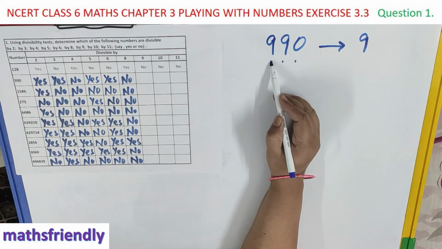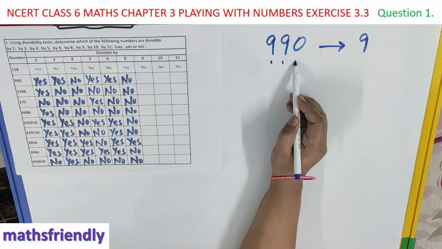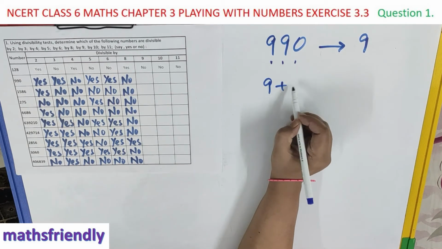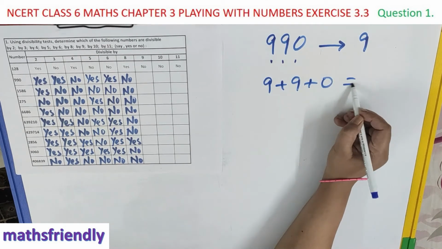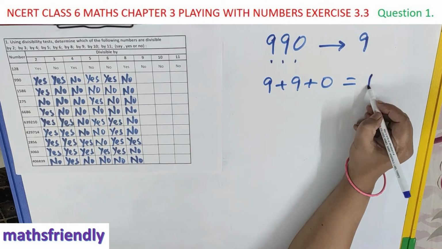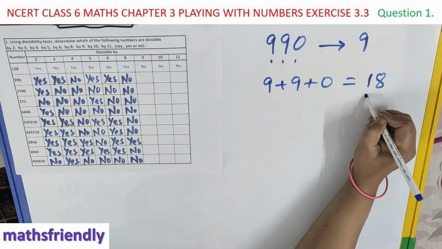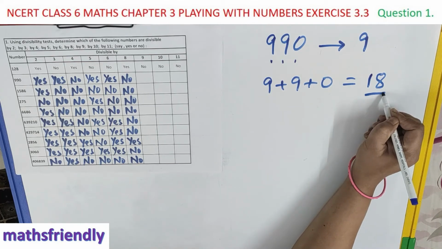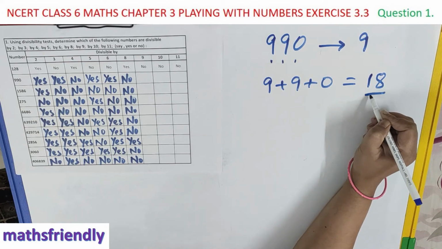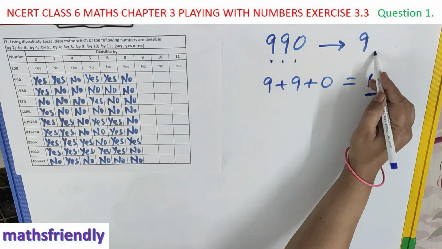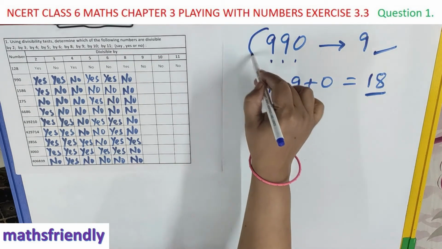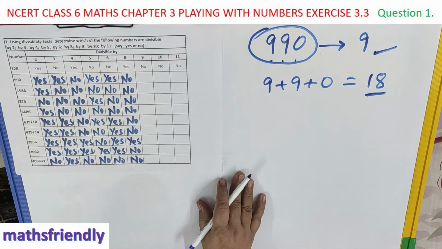What are the digits of the number? The number has 3 digits, 9, 9 and 0. So we have to add them. What is the result of this addition? It is 18. Now we have to see whether this sum is divisible by 9 or not. Yes, 18 is divisible by 9. So we can say yes, this number is also divisible by 9.